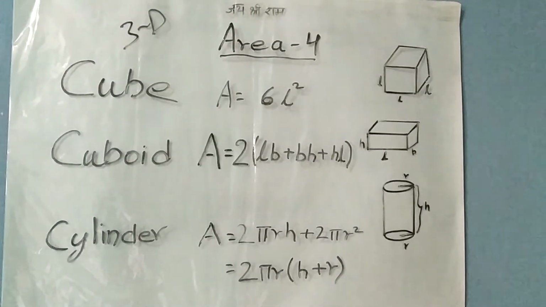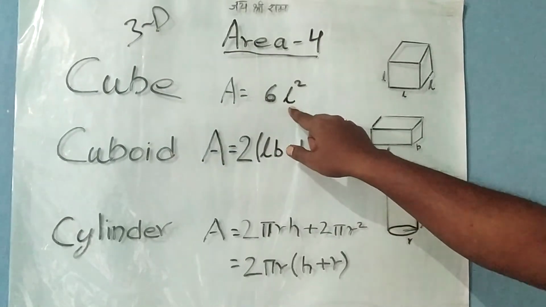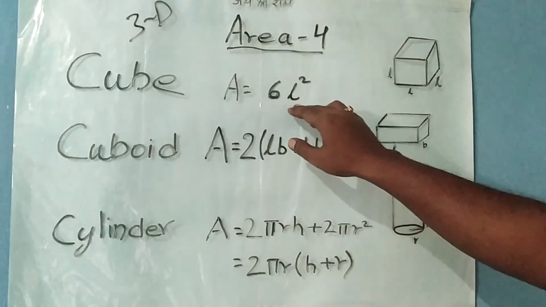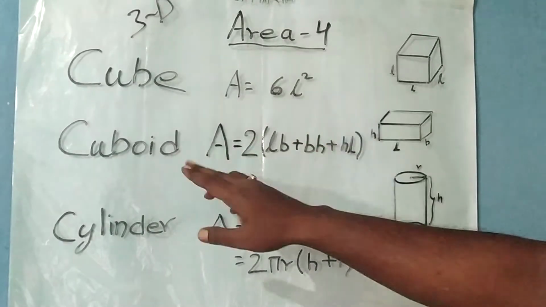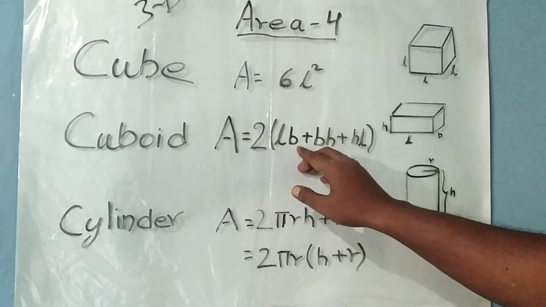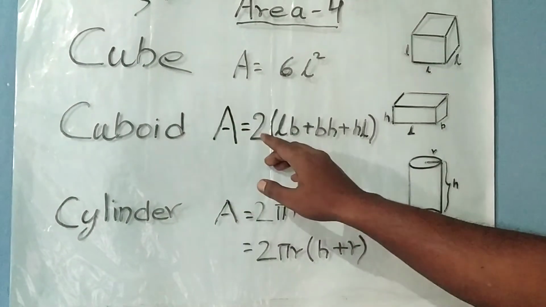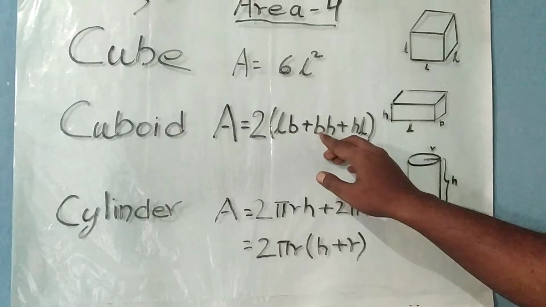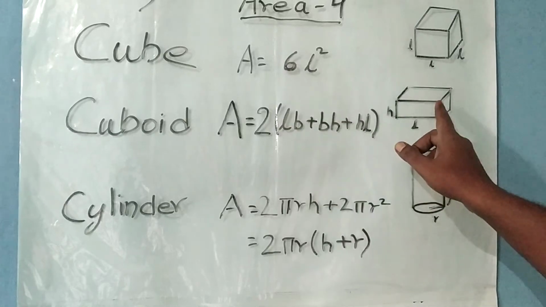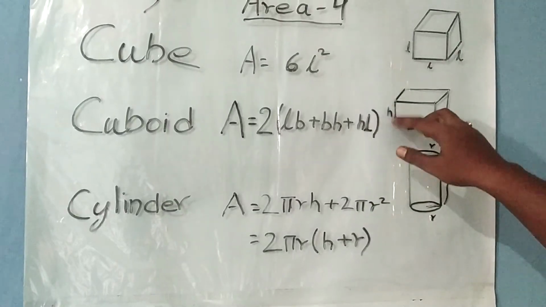So friends, let's revise again. The total surface area of the cube will be 6L square. Since all the lengths are the same size, 6 faces are there, so it will be 6L square. The total surface area of the cuboid will be 2 into LB plus BH plus HL. 6 faces are there. This is the length, this is the height and this is the breadth.